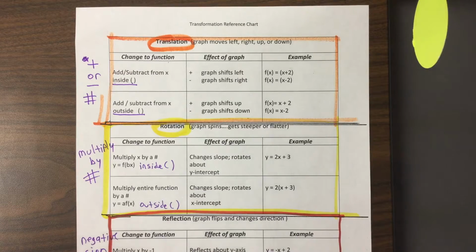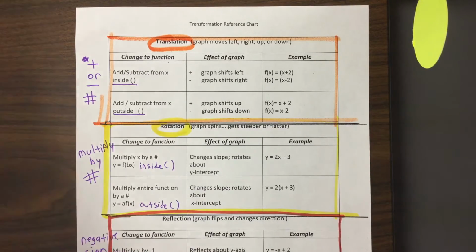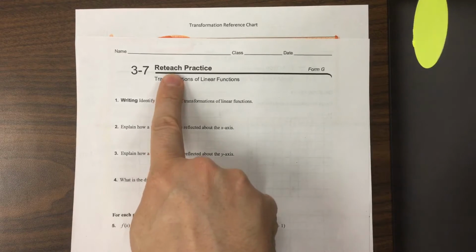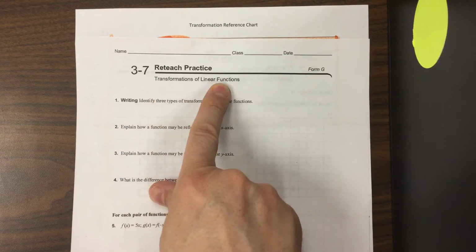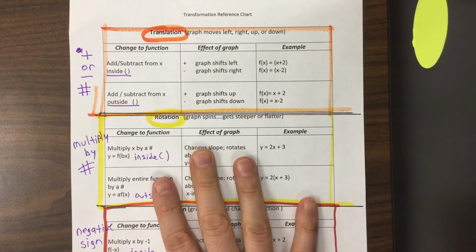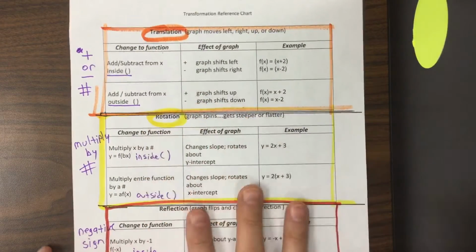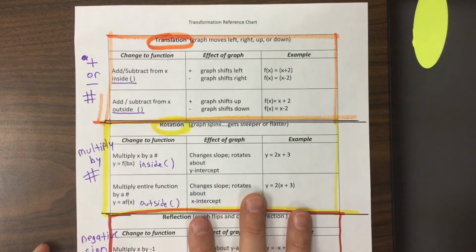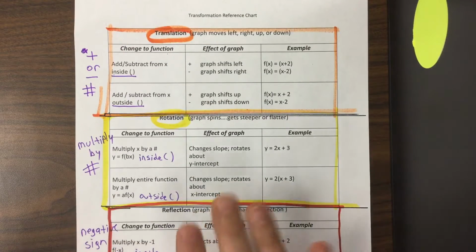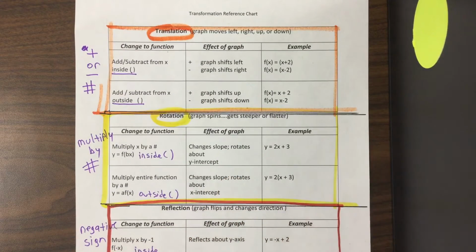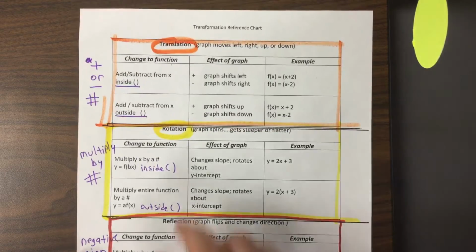Okay, this is the homework help video for 3-7, the reteach of transformations of linear functions. I want to start off by going over this, and I'm putting a PDF of my copy of this reference paper right here in Google Classroom by this video. If you lost yours, you can print this out again or just take a look at it on your phone or something.